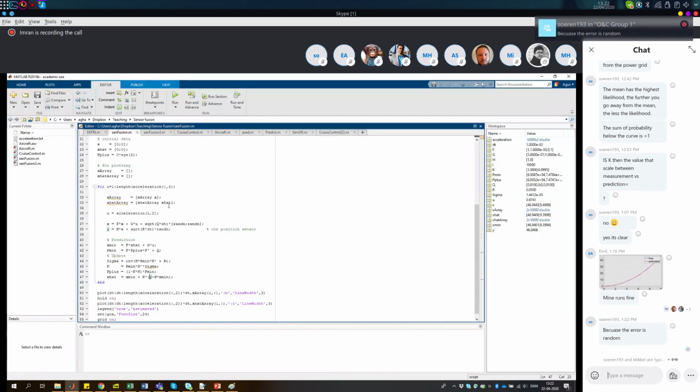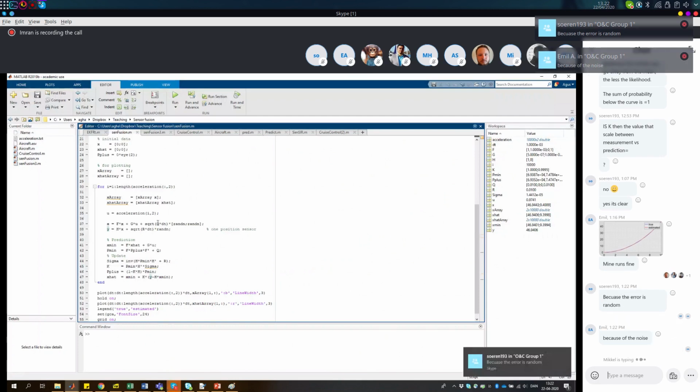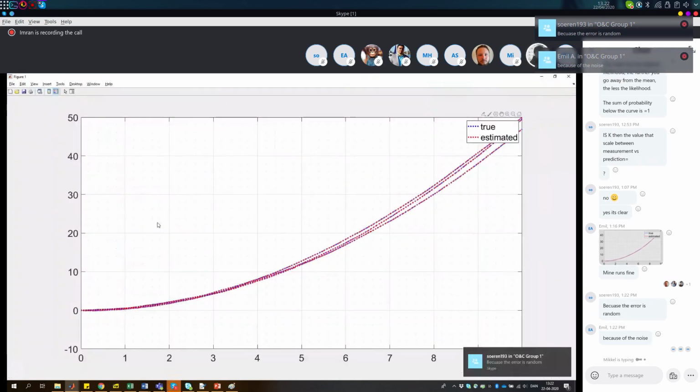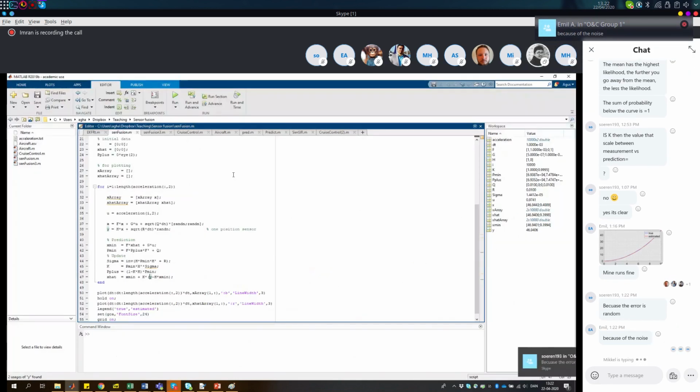It's because I generate a random variable. Yes, exactly. Good, Soren. Because I use randomness here when I introduce this one, we have a slightly different estimate. But anyway, with regards to this randomness, we can see that the estimate is quite close to the actual position.